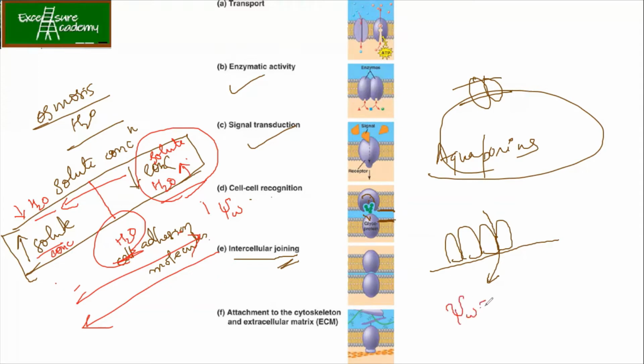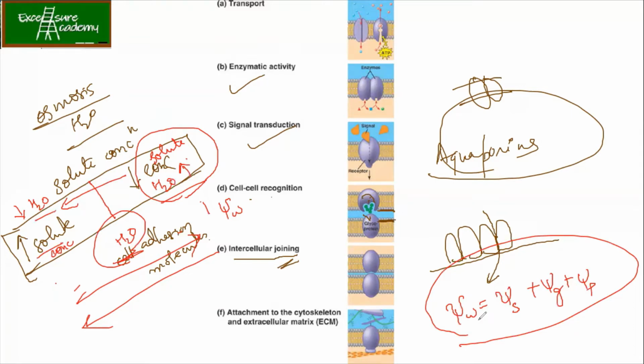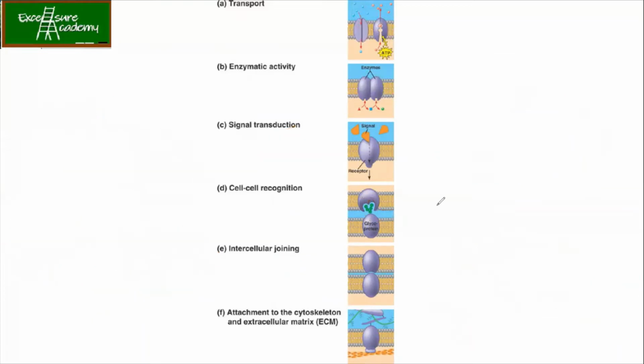So water potential is given with the potential of solute plus potential of gravity plus potential of pressure. कभी सुना है इसके बारे में? No? Yes, ma'am. सुना होगा ना? Yeah, I'm sure because this was very basic when we talk about the movement of water. So I'll just give a brief idea what it is. So water potential is equal to potential of gravity, solute and pressure.